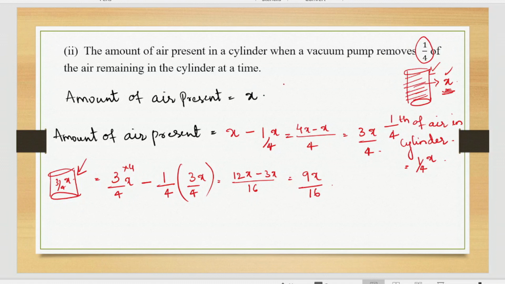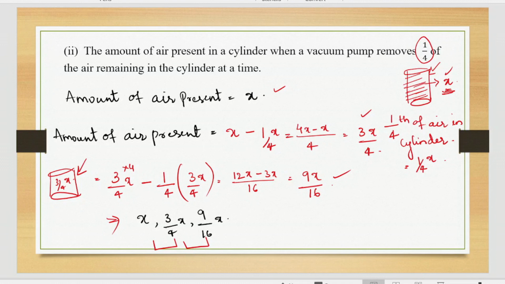Now see here. The amount of air present in the cylinder in the beginning was x. Then when you remove 1/4 of the air from the cylinder, it is 3x by 4. And then when you remove 1/4 again from the cylinder, you will get 9x by 16. So the series of numbers were x, then 3/4 of x, and then 9/16 of x. By seeing this list of numbers, can you say it is an AP? How do we say this is an AP? If the common differences are constant, we can say it is an AP, right?